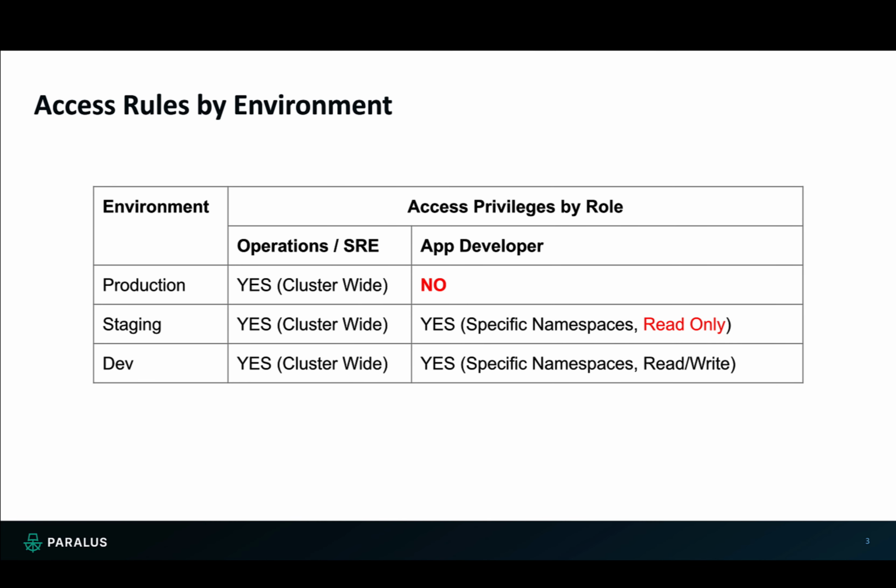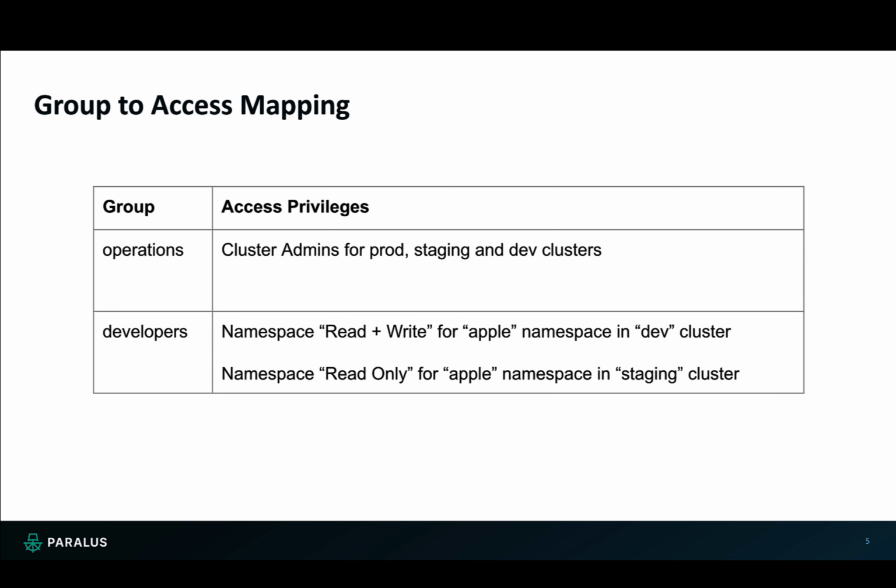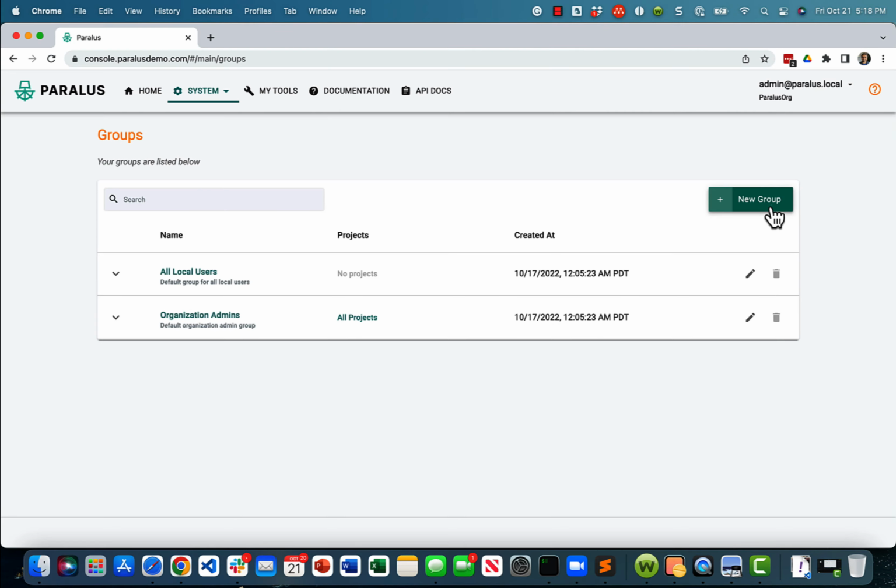From an access control perspective, here is the access model that the organization wishes to implement. In any organization, there can be tens or hundreds of users. It becomes impractical to try and manage access control rules on a per user basis. It is therefore highly recommended to use groups as a logical construct instead. Admins can map groups to access rules and then can add or remove users to the groups at any time.